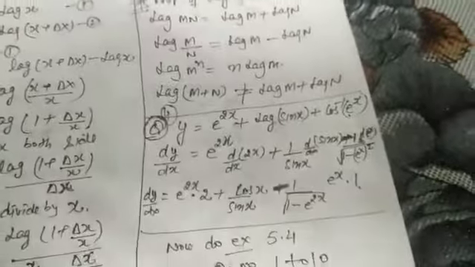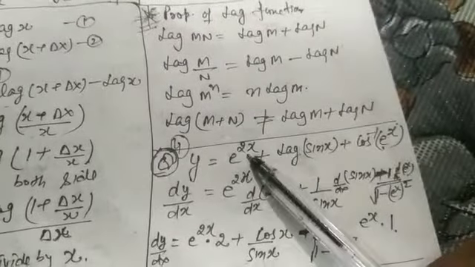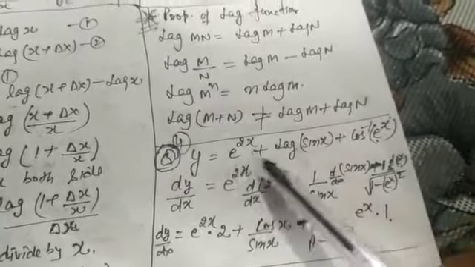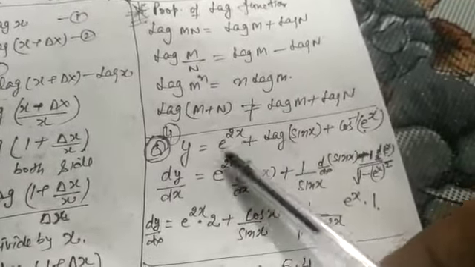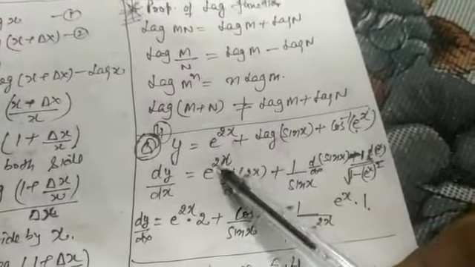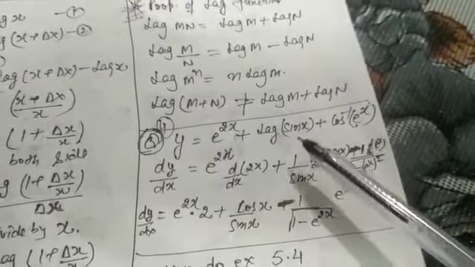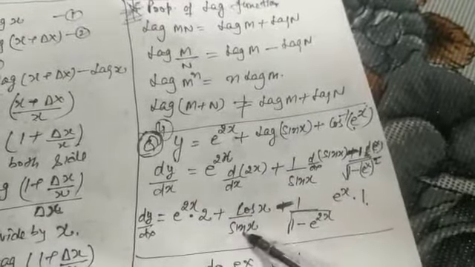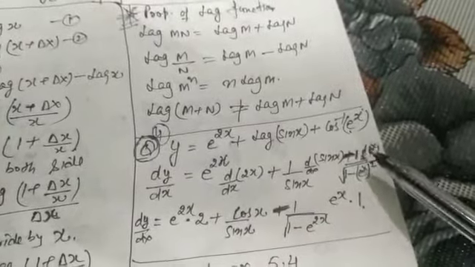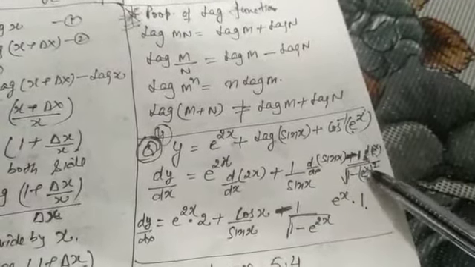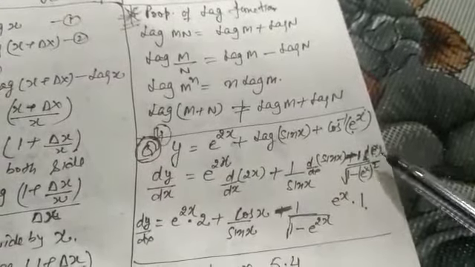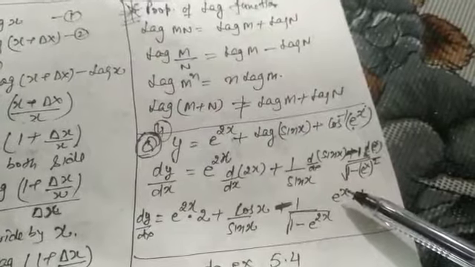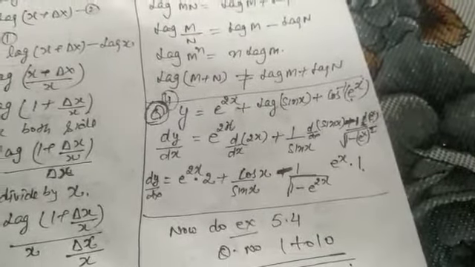Now, let us discuss one example. y is equal to e to the power 2x, log of sin x, cos inverse e to the power x. So I collect all the functions in one question. The derivative of e to the power 2x is e to the power 2x as it is, and after that the derivative of 2x, that is equal to 2. The derivative of log sin x is 1 upon sin x, then the derivative of sin x, that is cos x. The derivative of cos inverse x is 1 upon the square root of 1 minus x square with a negative sign, and after that the derivative of e to the power x. So 1 upon 1 minus e to the power 2x, and the derivative of e to the power x, e to the power x. Thank you.